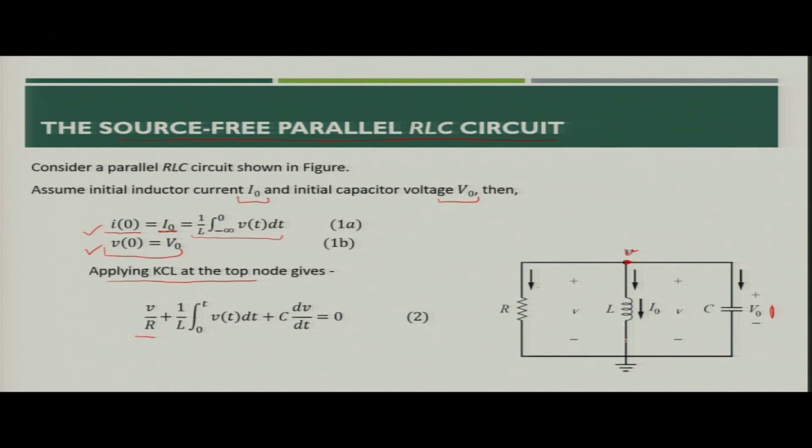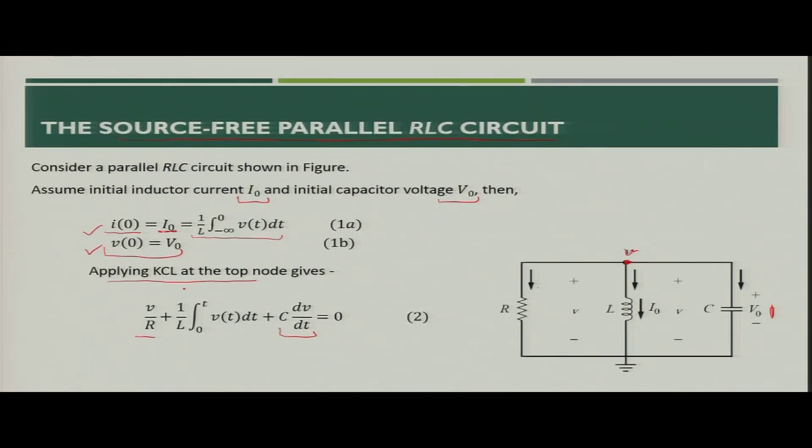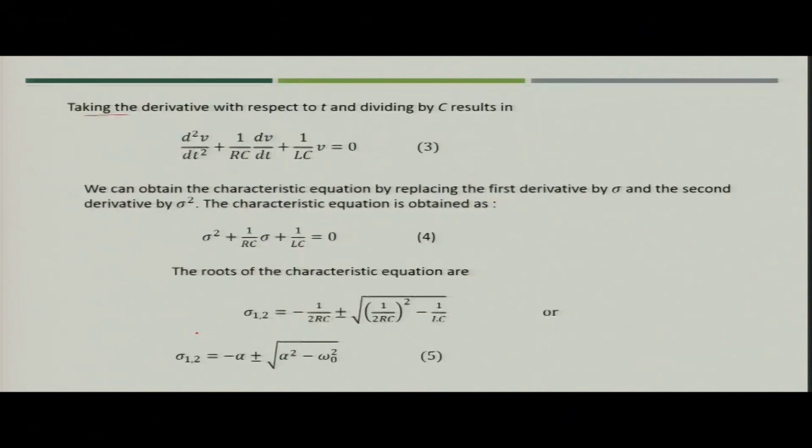Similarly, the current flowing through the inductor would be 1 by L times the integral from 0 to t of v(t) dt, and the current flowing through the capacitor will be C dV by dt. So, the summation of all those three elements would be 0 at that node. Now, what you need to do? The equation we have just got because of the application of KCL, let us differentiate once again.